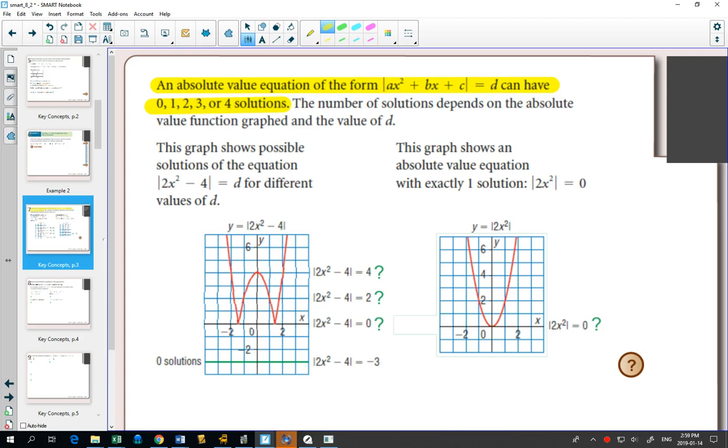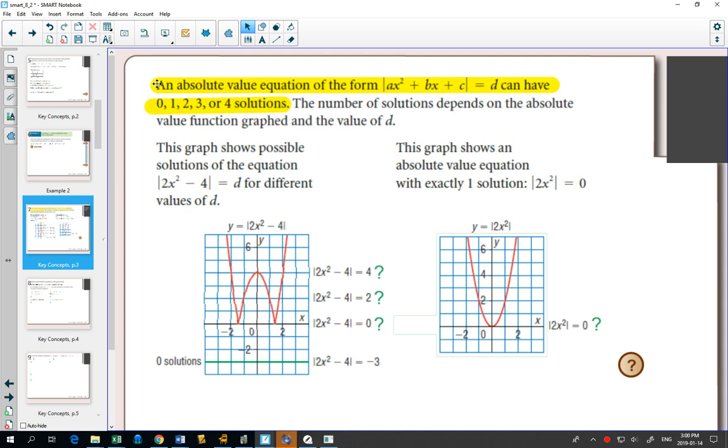Does it make sense that when you have the absolute value of a parabola, it could have 0, 1, 2, 3, or 4 solutions? For example, here I have the absolute value of a parabola. It makes that W shape sometimes, depending on where the parabola is. If the parabola is all above the x-axis, the absolute value won't do anything to it. But if part of the parabola is below, when you do the absolute value, you get a graph that looks like this W. Can you see that if you drew a line here at -3, there would be no solutions?